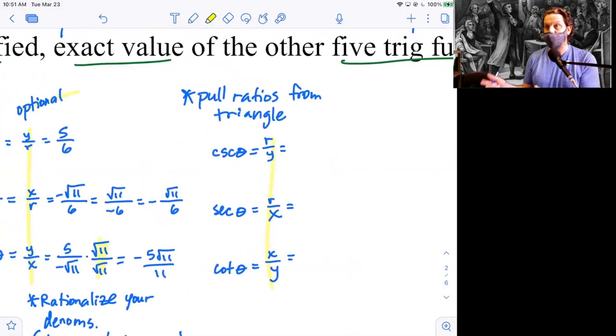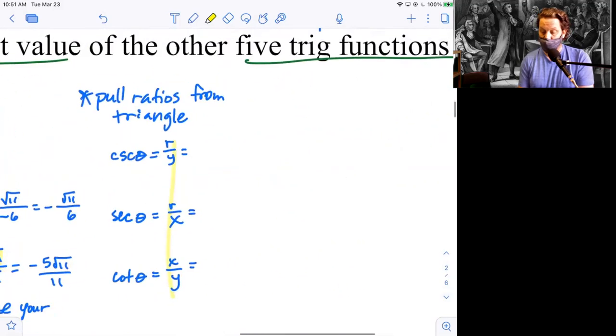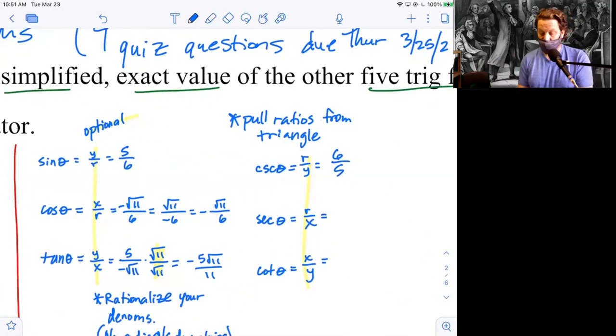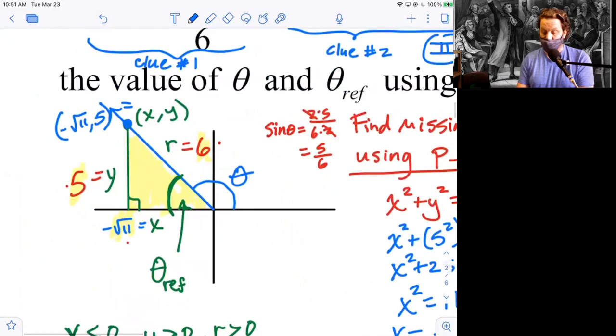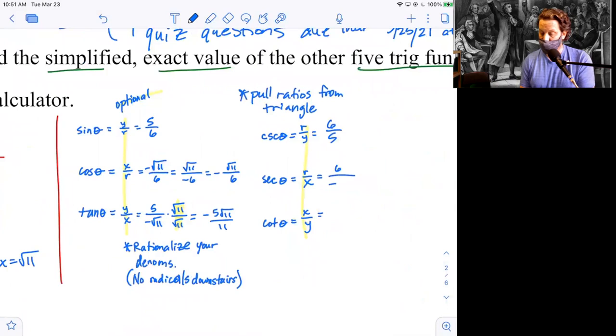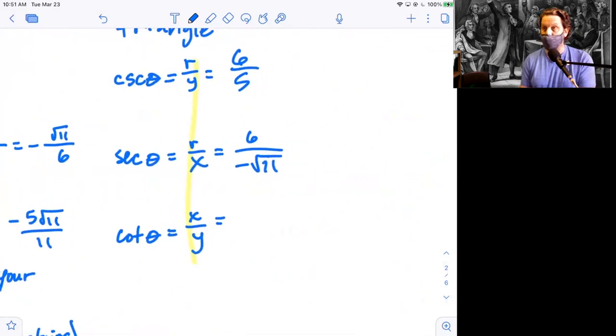Rather than just flip the ones we've already written down, get them from the triangle and make sure they are the flipped version. So cosecant is r over y. That's 6 over 5. Is that now the reciprocal of 5 over 6? Yes. Secant is r over x. Pull it from the triangle. That's 6 over negative square root of 11. Is that the reciprocal of negative square root of 11 over 6? Yes. Now, is this where we want to leave that one?